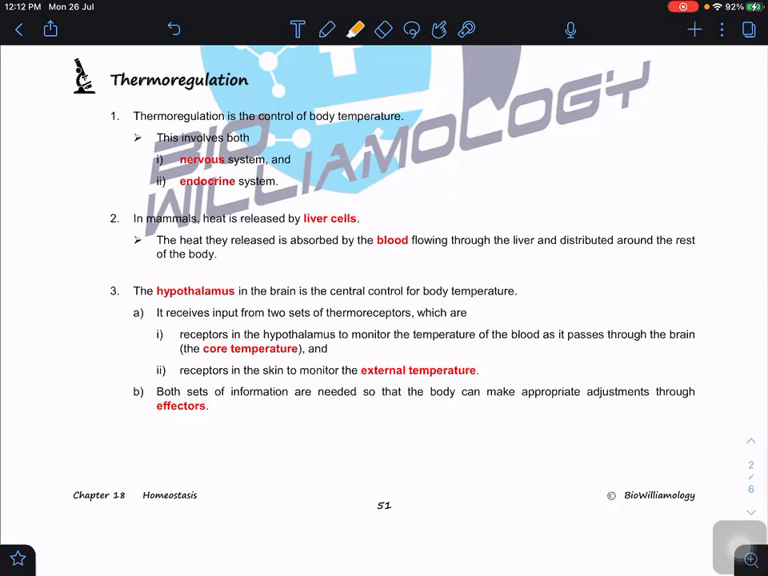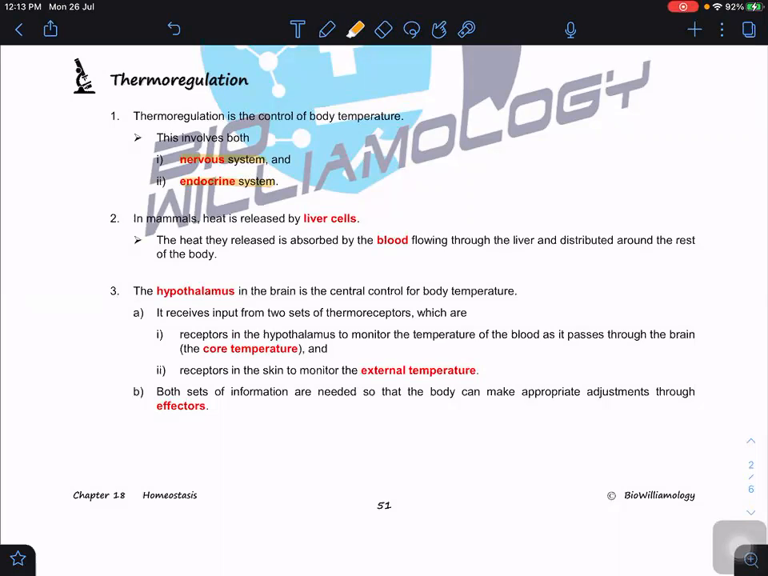So how do we do this? We need two systems: the nervous system, which involves the action potential, or what we call the electrical signaling pathway, as well as the endocrine system, which involves hormones, or what we call the chemical signaling pathway.